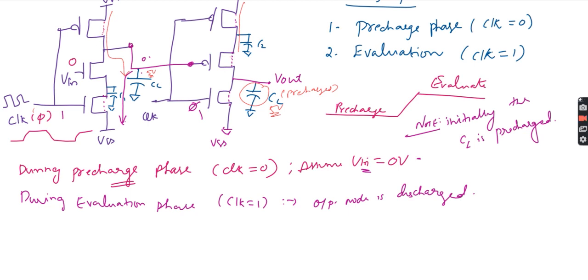Now very simply, the NORA dynamic logic circuit works in two modes. The first is the pre-charge phase, the second is the evaluation phase. During the pre-charge phase, the output nodes will be pre-charged to a high level. Initially both will be at 5 volt. After that, during the evaluation phase, this will be discharged, depending on the outcome of the evaluation.